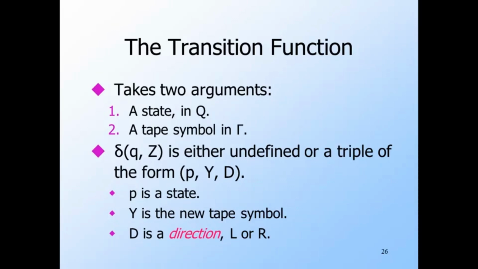But if delta of Q and Z is defined, then it is a triple P, Y, D, where P is the new state, Y is the symbol that replaces Z in the square being scanned on the tape head, and D is the direction for the tape head to move. This direction is either L for left or R for right, and the move is by one square.